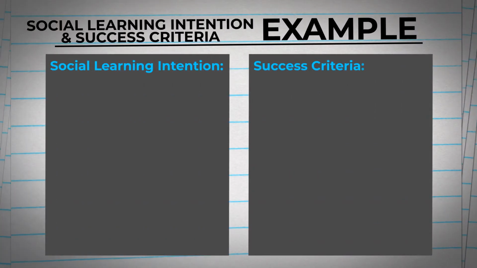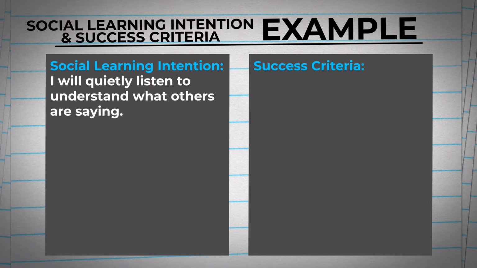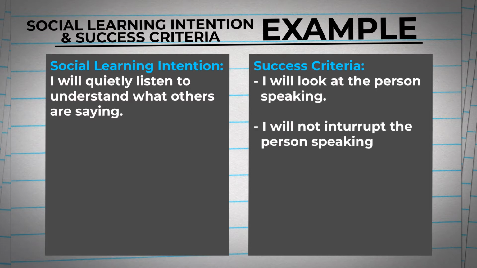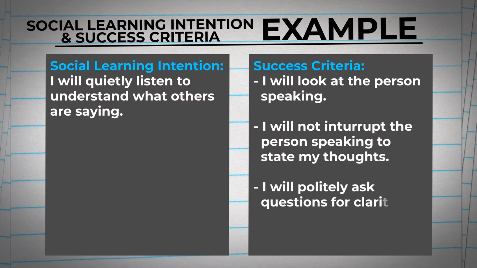Here's an example of a social learning intention I used when I noticed students were not attentively listening to others. I will quietly listen to understand what others are saying. My success criteria includes: I will look at the person speaking. I will not interrupt the person speaking to state my thoughts. I will politely ask questions for clarity. Here are a few other takeaways about learning intentions and success criteria.